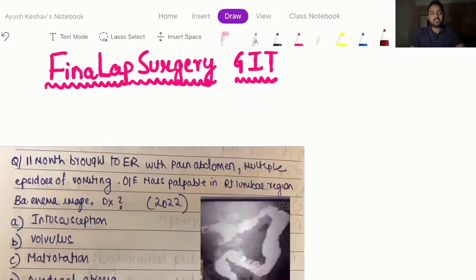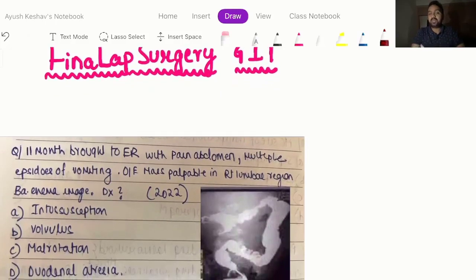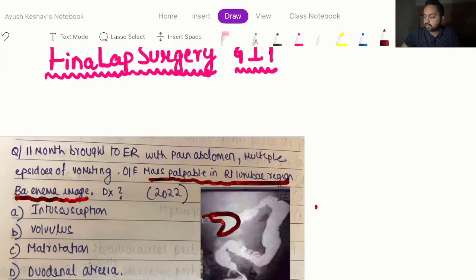An 11-month-old was brought to the ER with pain abdomen and multiple episodes of vomiting. On examination, you find a mass palpable in the right lumbar region. The barium enema image is given. What will be your diagnosis? If you look at the barium enema image, they have shown you the claw sign. This claw sign is classical of intussusception.